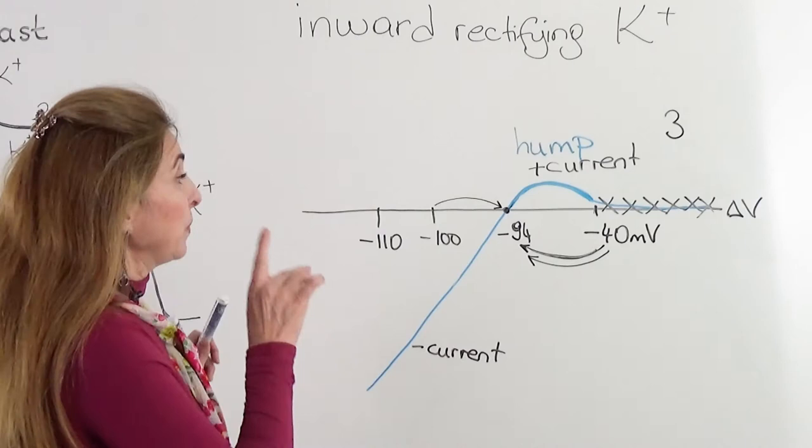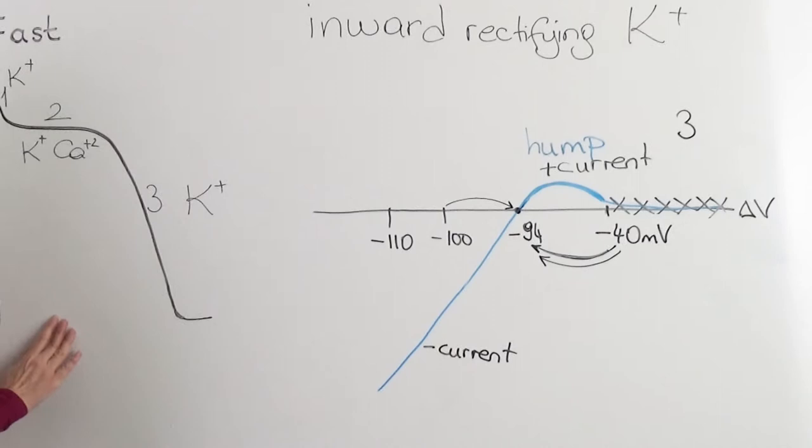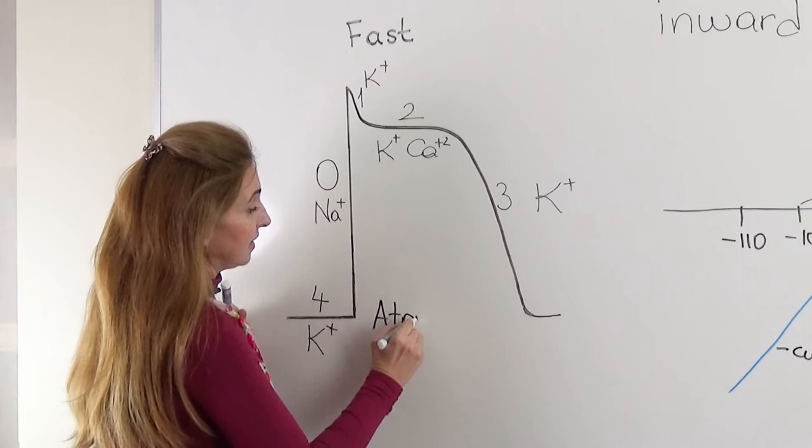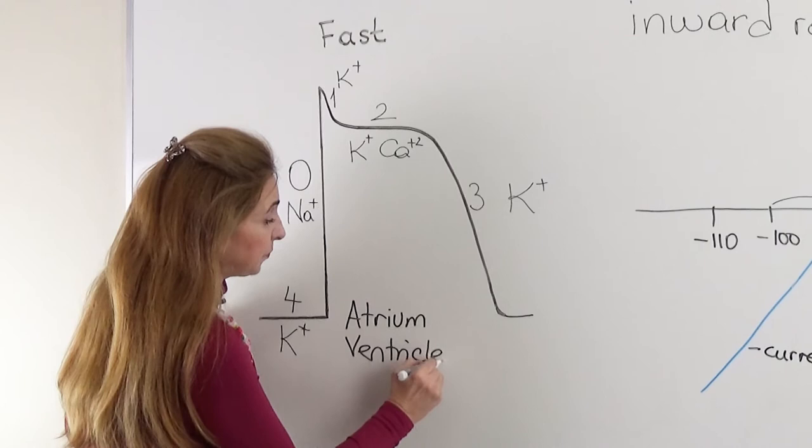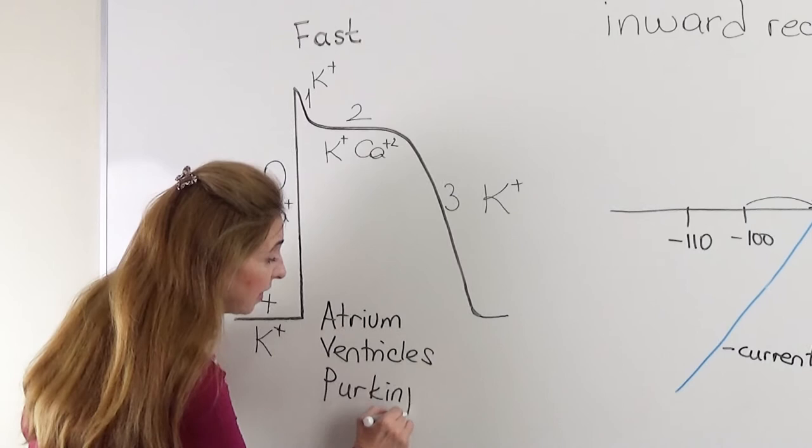We have to go back to the figure here. The fast action potential is observed in the cells of the atrium, in the cells of the ventricles, and they are also observed in the cells of Purkinje, which are the conduction fibers in the ventricles.